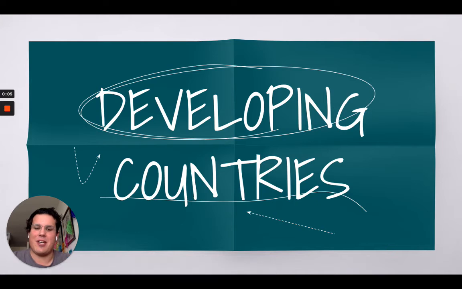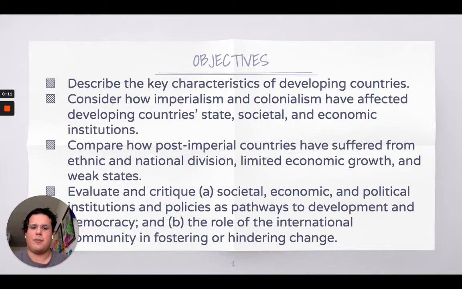Today we're going to be talking about developing countries. Our key question for today is, what are the causes of poverty and health? The objectives for today are to describe the key characteristics of developing countries, to consider how imperialism and colonialism have affected developing countries' state, societal, and economic institutions.